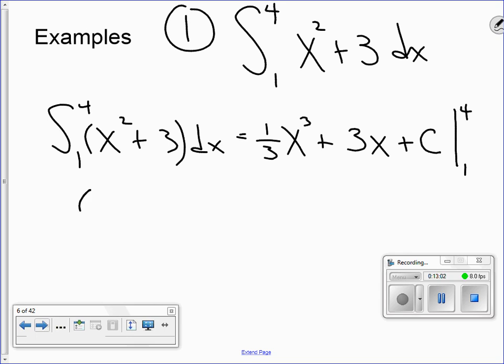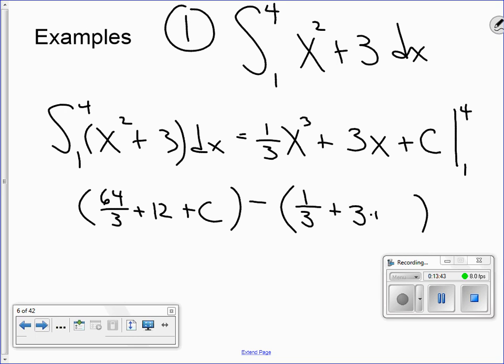Then what I like to do is set up 2 sets of parentheses with a minus. Now, which number are we going to plug in first, the 1 or the 4? The 4. We have to plug in the upper limit first. So we've got our antiderivative. Everywhere we see an x, we're going to put in a 4. So 4 cubed over 3, 64/3, plus 3 times 4 is 12. I'm doing the plus c just once, and you'll see why. So we plugged in the upper limit. Now we got to plug in the lower limit, the 1. Everywhere you see an x, plug in a 1. So 1 cubed over 3 plus 3, plus c.